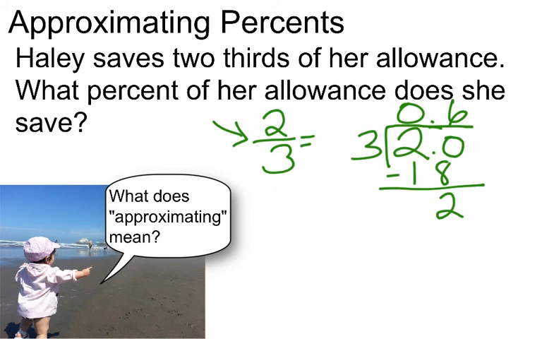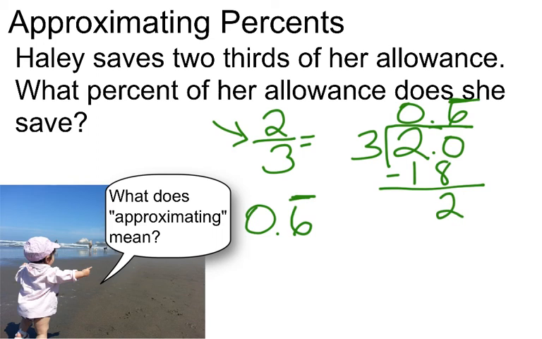Again, see the pattern that it's repeating? So I know that I'm going to get 6, 6, 6, 6, 6, 6, 6 for the rest of my life if I keep dividing. So this is a repeating 6. That's my decimal, 0.6 repeating.